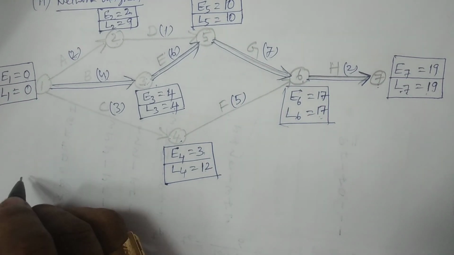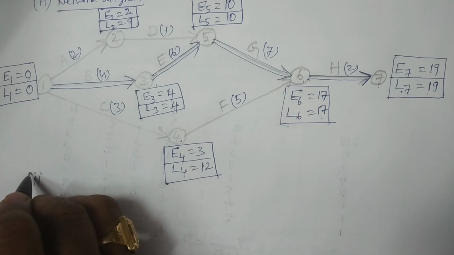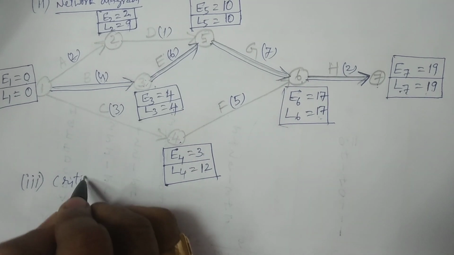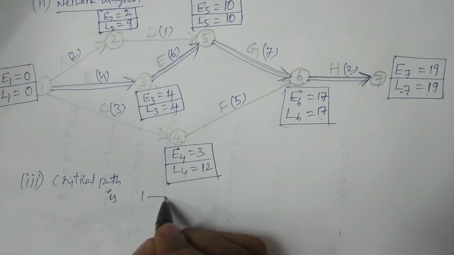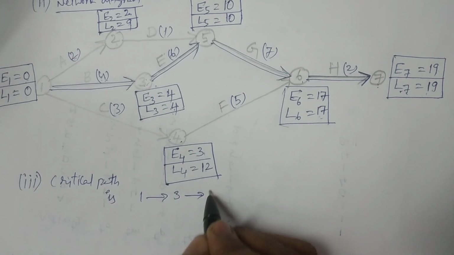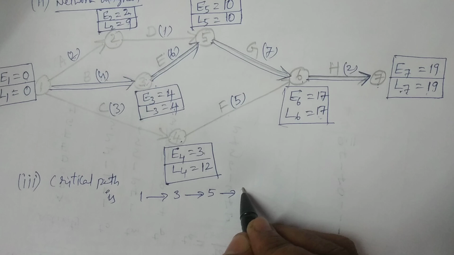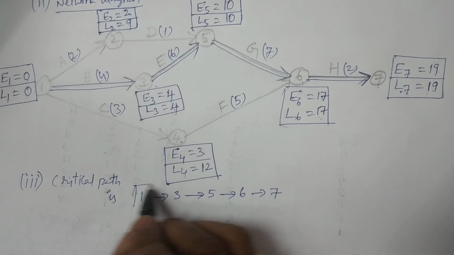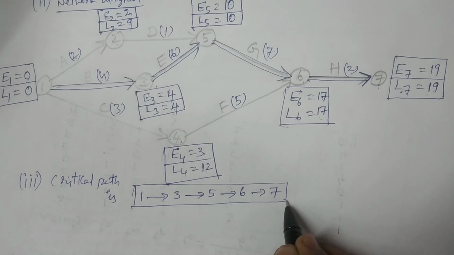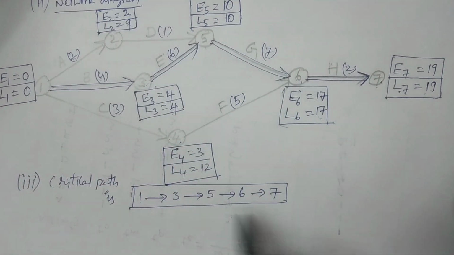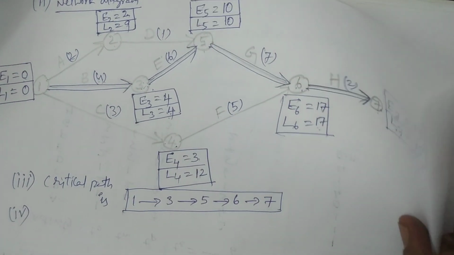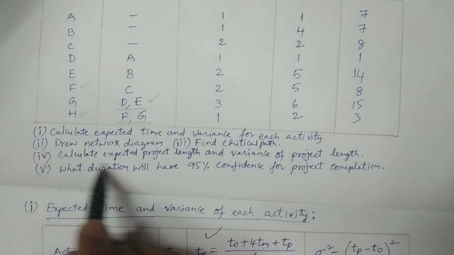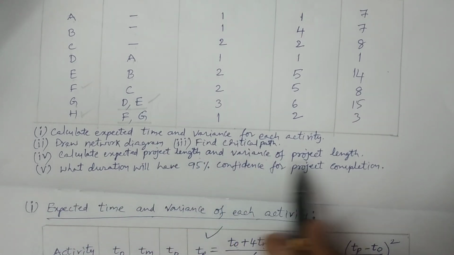That is therefore the critical path. The third question is answered by the critical path. The critical path of this problem is 1 to 3, 3 to 5, 5 to 6, and 6 to 7. This is the critical path, the answer of the third question. Now the fourth question: calculate the expected project length and variance of the project length.